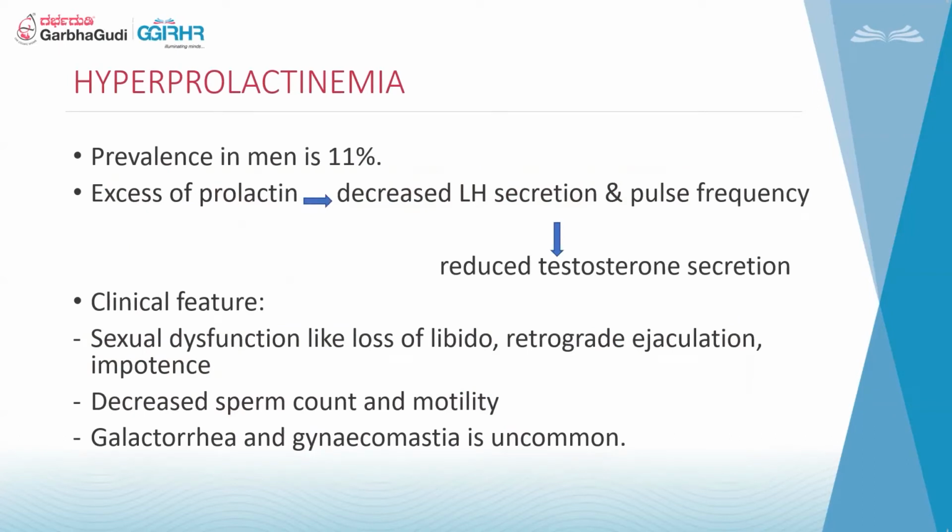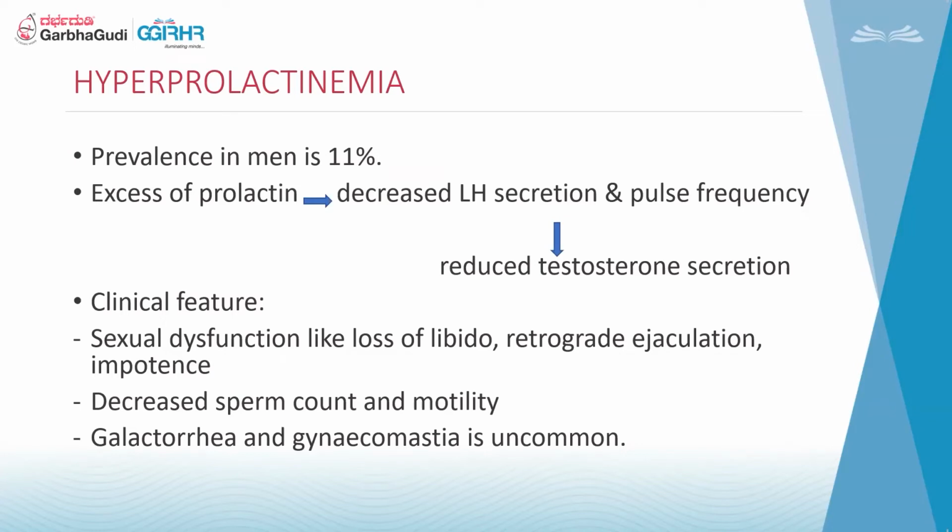Third is hyperprolactinemia. This is not very common, unlike in female infertility where it plays a bigger role, but the cause is prolactinoma. Now in females, when the prolactinoma is there, it is usually a small microprolactinoma, whereas when it happens in males, usually they are macroprolactinomas, and the prevalence in men is around 11%.